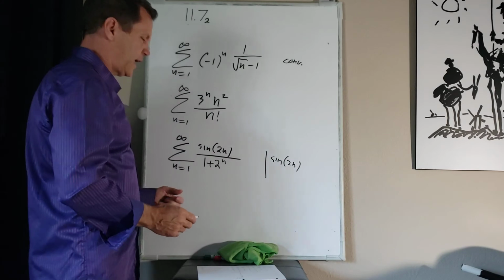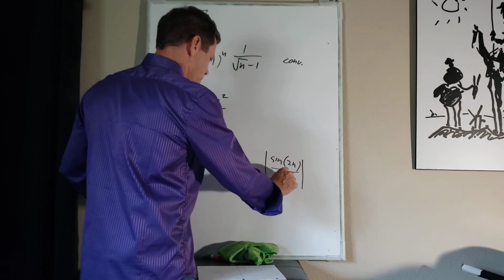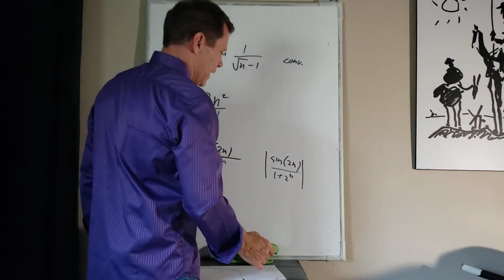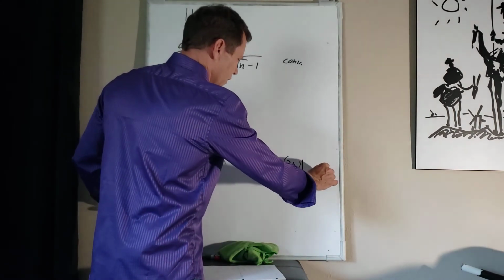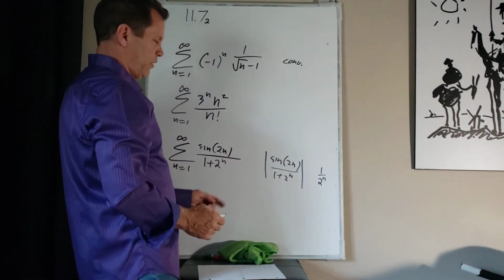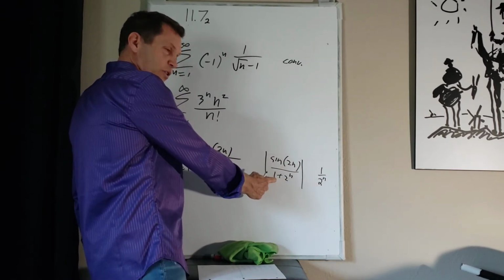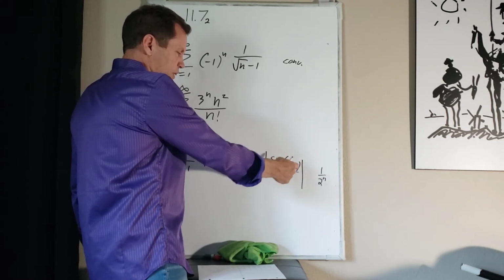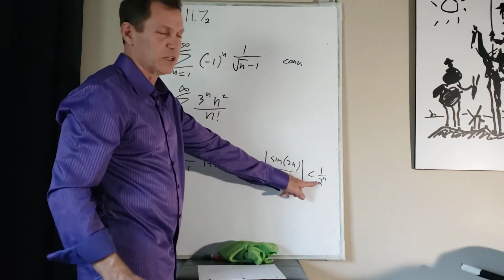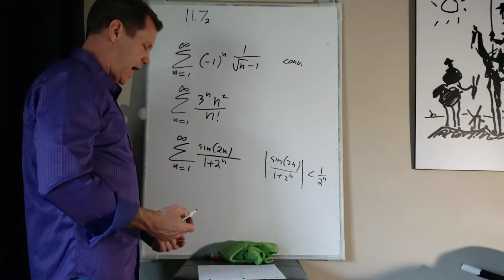Now, I can't use a straight up comparison test because these terms aren't positive, but if I drop absolute values on them, now it's positive. And now I can compare that with 1 over 2 to the n. Now, which is bigger? Here I added 1 to the bottom. That made the bottom bigger, which made the whole thing smaller. And the top is always going to be less than or equal to 1, so I know that. And 1 over 2 to the n is a convergent geometric series. So that one converges, which means this one converges, so it's going to converge absolutely.